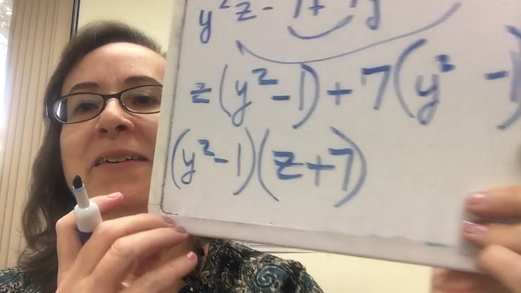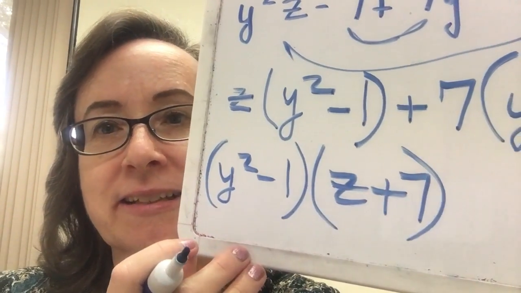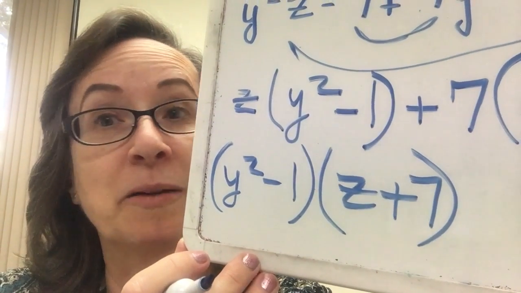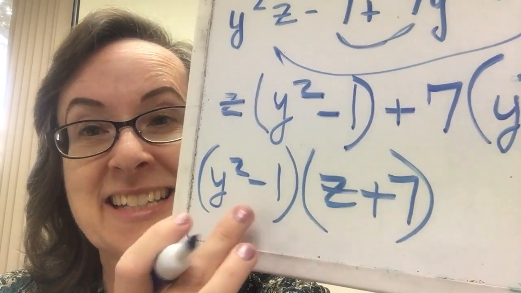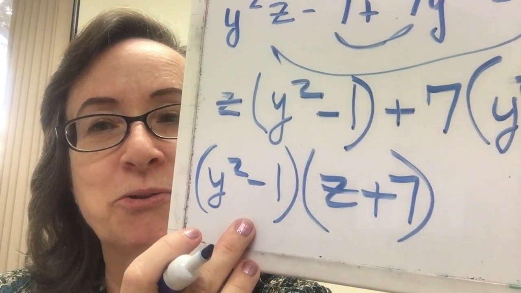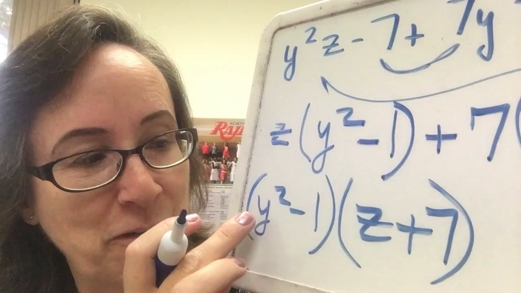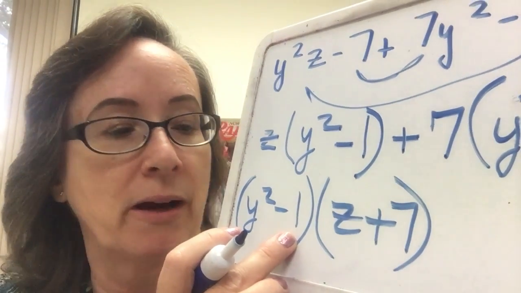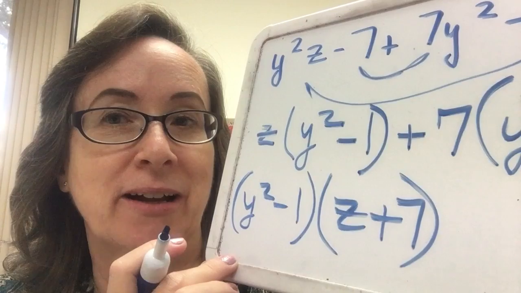Okay, now look at your factors. Those are correct. Can you see a factor that is not completely factored? And that's this one right here. Recognize a difference of two squares. That y squared is a square and 1 is a perfect square. So this is a difference of two squares.